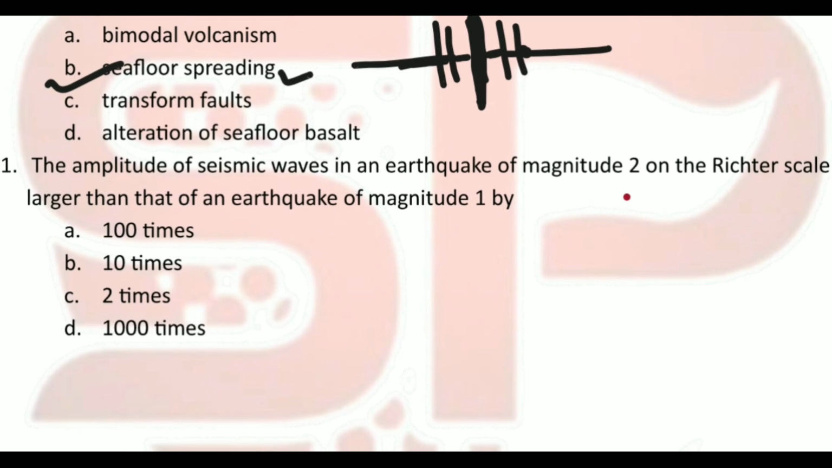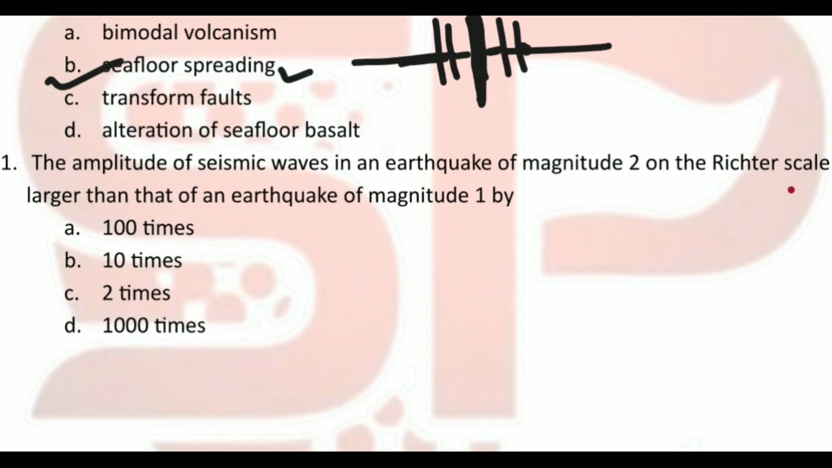The amplitude of the seismic wave in an earthquake of magnitude 2 on the Richter scale is how much larger than an earthquake of magnitude 1? The amplitude will increase 10 times with an increase of 1 magnitude. The answer will be 10.